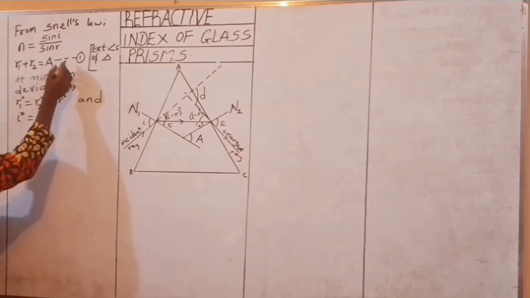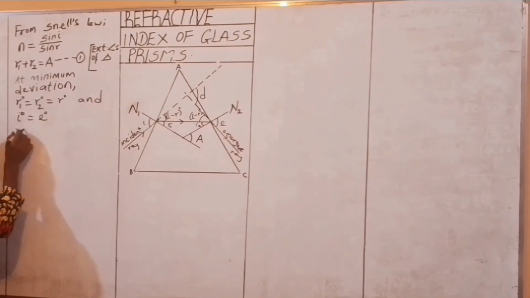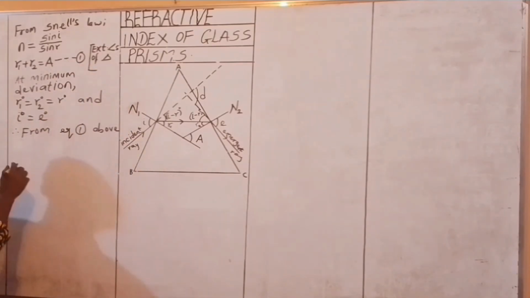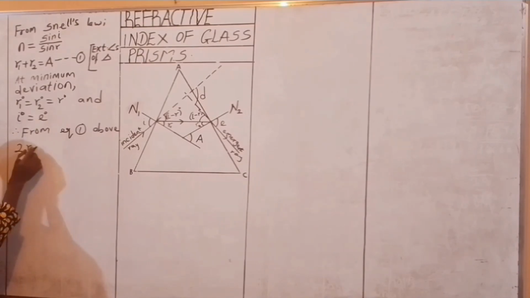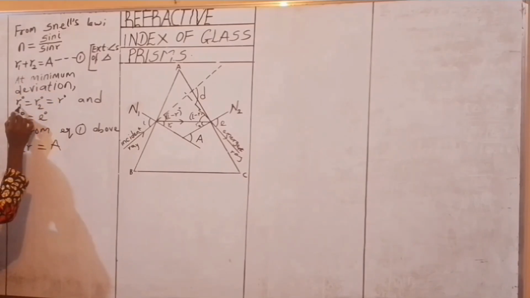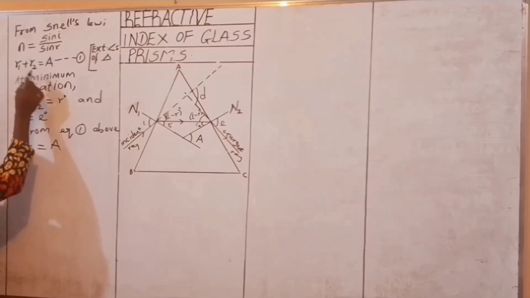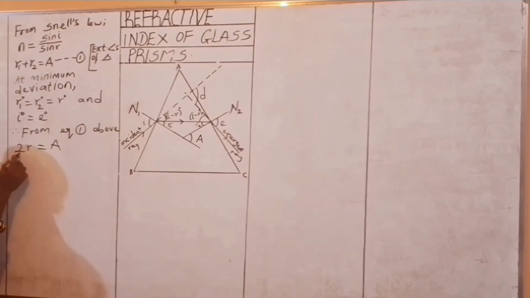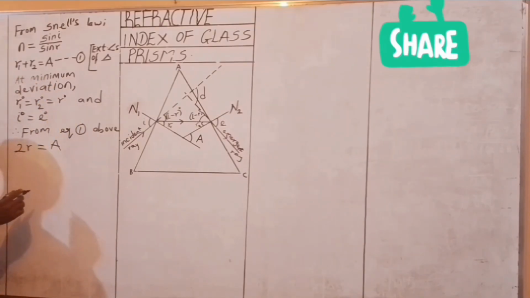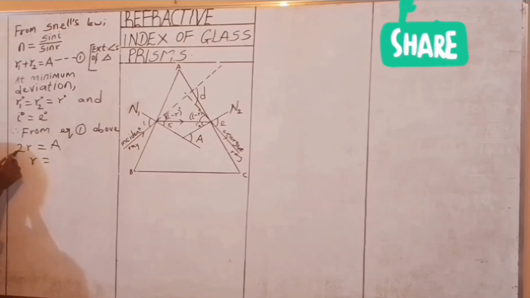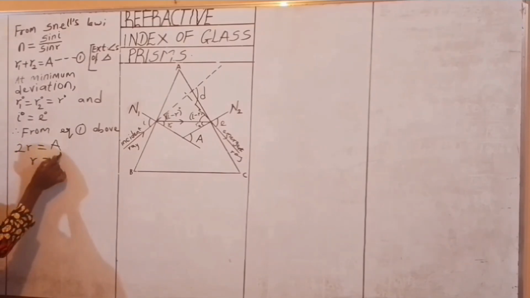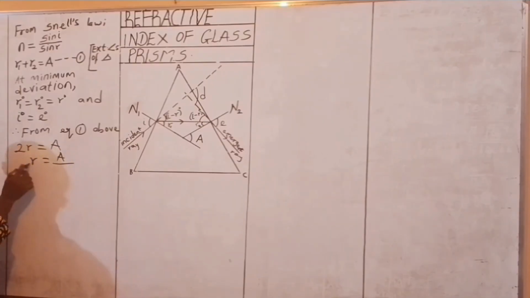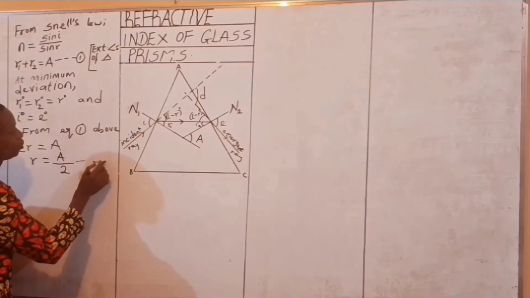Now let's go back to equation 1. Therefore, from equation 1, we now have 2r equals A, since r1 is equal to r2, so r1 is r, r2 is r. Add them together gives 2r equals A. Then if you divide by 2, we are going to end up having r equals A over 2. This is what we are going to have. Let's call this one equation 2.